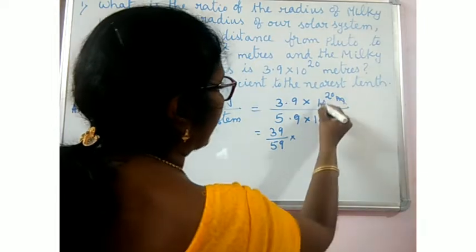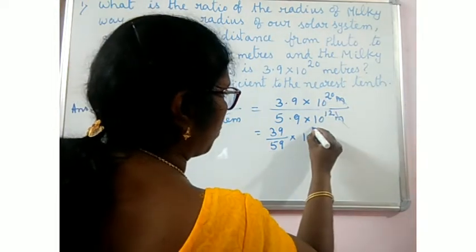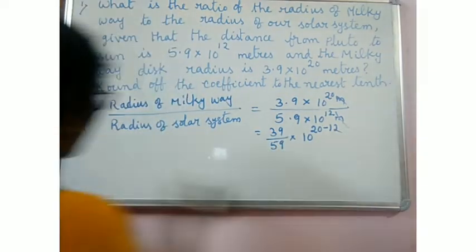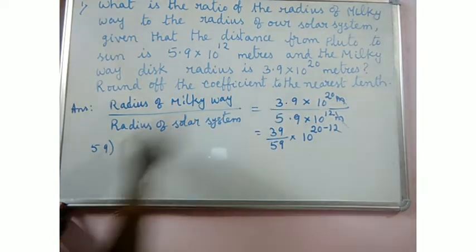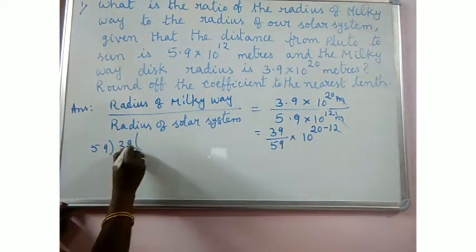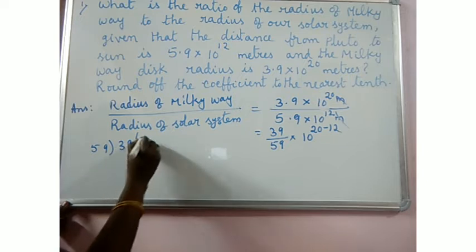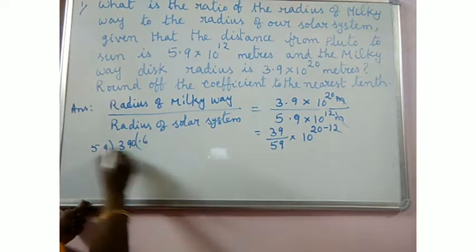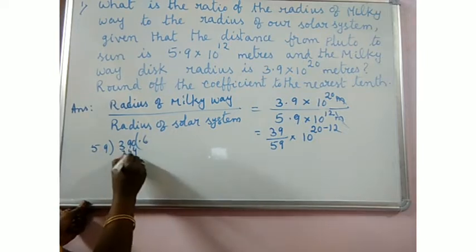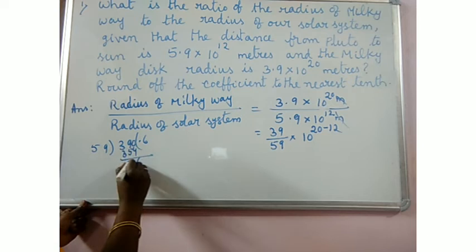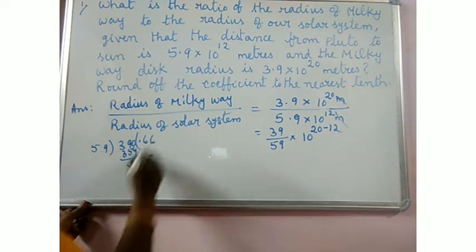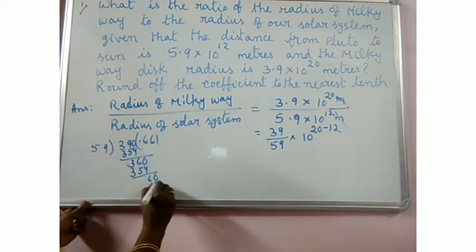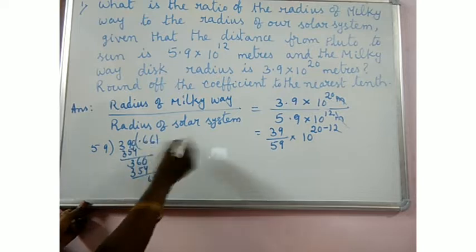39 by 59 into 10 to the power 20 by 10 to the power 12, that means 20 minus 12. Let us divide 39 by 59. Here decimal, because 2 are not taking place. If you take 0, 59 into 6 is 354. 10 minus 4 is 6, 8 minus 5 is 3. Take 0, again 6 into 59 is 354. If you take 0, 1. Okay, what you got? 0.66.